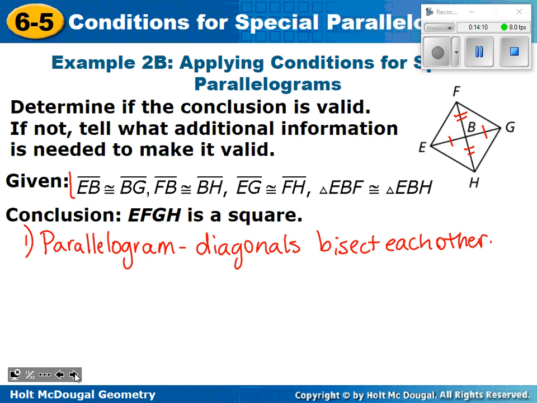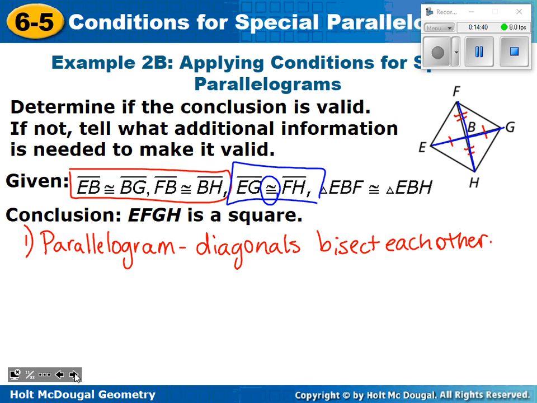Okay, so that was the first 2 pieces of information they gave us. Now if it's a parallelogram, what do we also have to prove it's a square? A rhombus and a rectangle. Okay, so let's go to some more information here. EG, this whole diagonal, is congruent to FH, the whole diagonal. Okay, careful. This didn't say they were perpendicular. This said they were congruent.